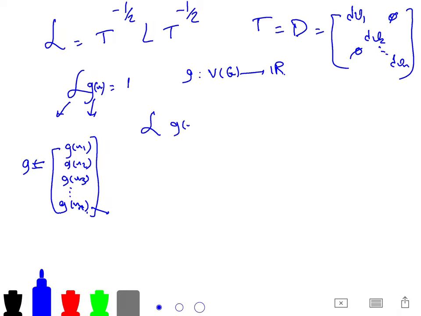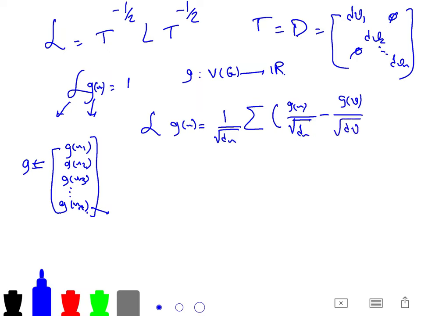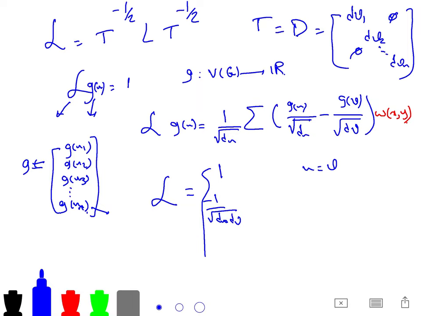So Lg of u could be seen that for any u, each coordinate of the resulting vector could be written as a sum over neighbors v of 1 over root d_u times g of u over root d_u minus g of v over root d_v. And you will see that for a weighted graph, you just multiply by the weight of xy if it is weighted. So the Laplacian is defined as 1 if u is equal to v. It is minus 1 over root of d_u d_v if u and v are adjacent, and otherwise it is 0.